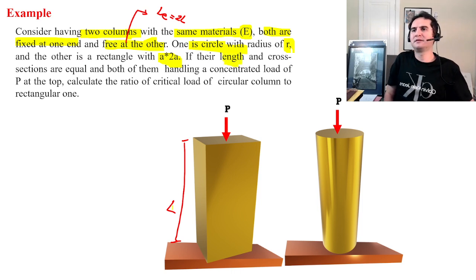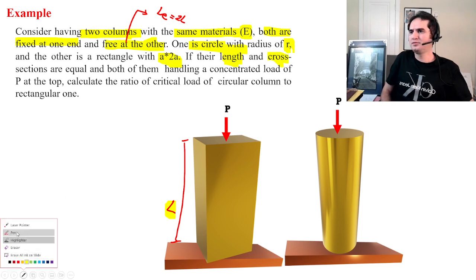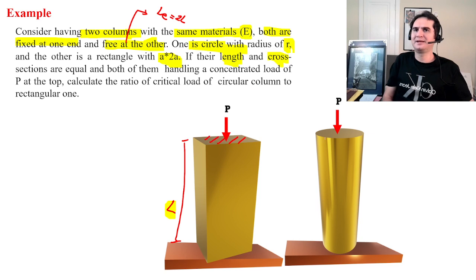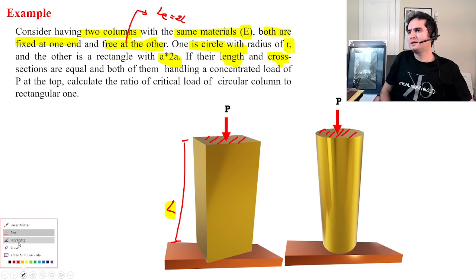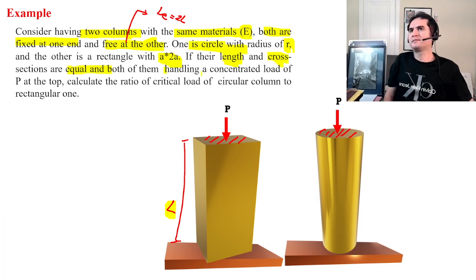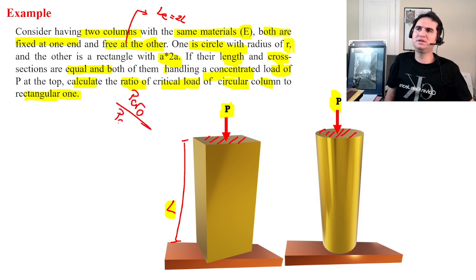Their length and their cross-sectional area are equal to each other, and both carry a concentrated load of P at their tops. We want to calculate the ratio of the critical load of the circular column to the rectangular one. So that's P critical for the circle over P critical for the rectangle. We want to know what this ratio is.